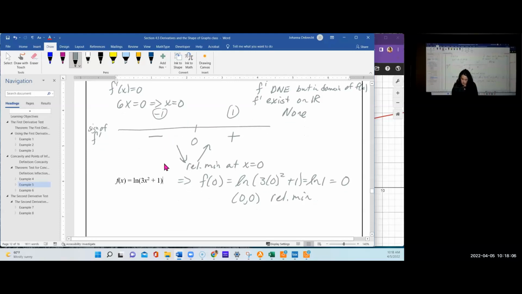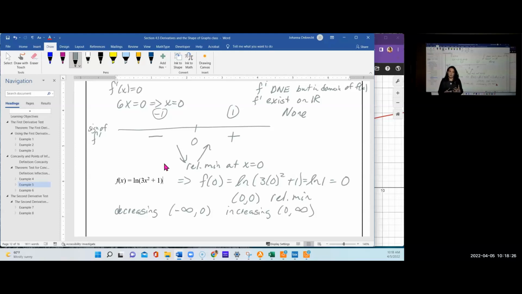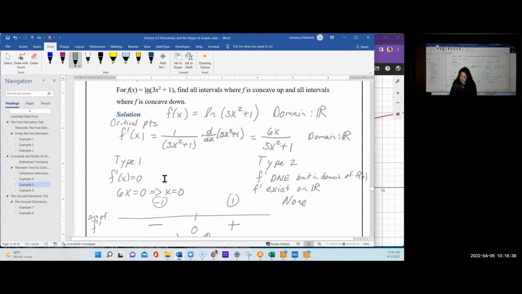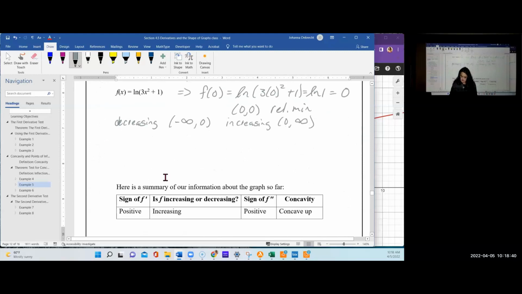And I also know that it is decreasing. That function is decreasing from -infinity up to 0. And it is increasing, going uphill from 0 to infinity. So those are the pieces I can get from the first derivative test, right? Now we want to apply the second derivative information, which is about concavity. So we need to take the derivative of the derivative. So that was 6x over 3x squared plus 1.